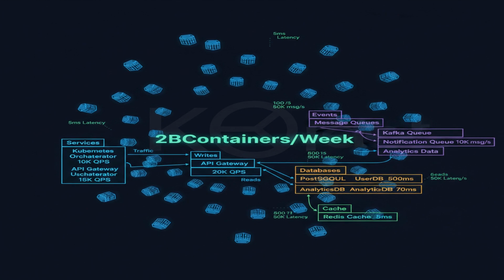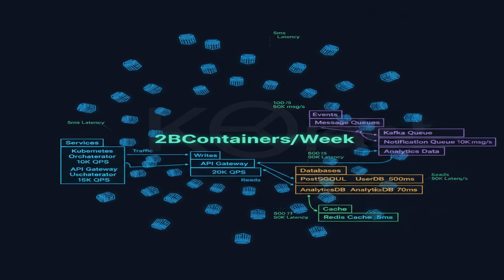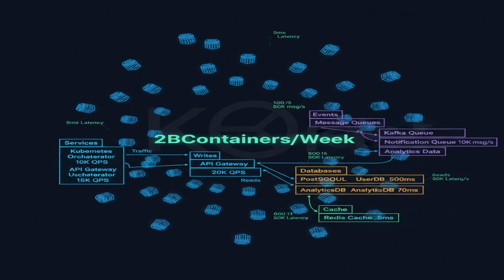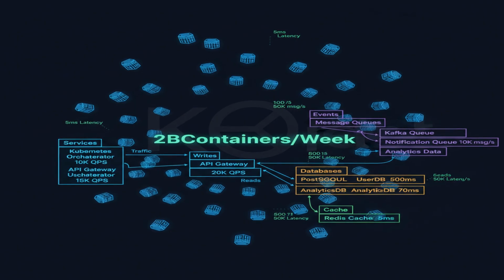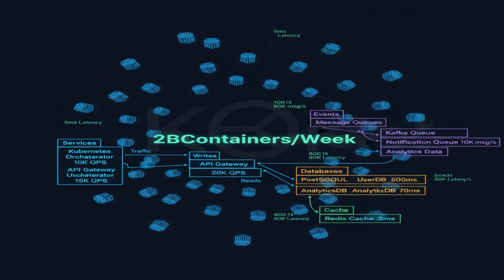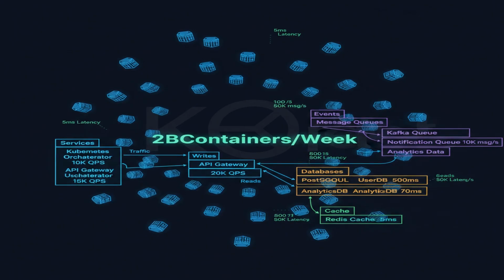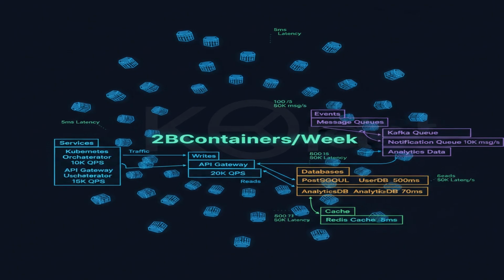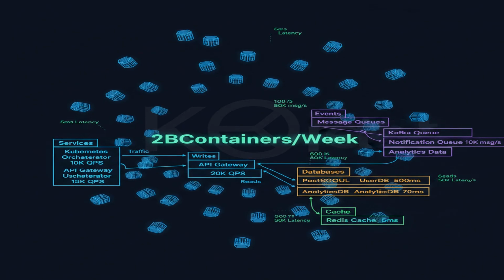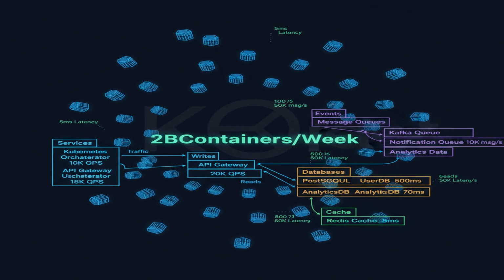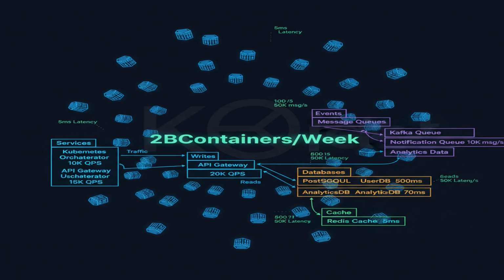Google runs over 2 billion containers per week. That's a massive scale. Here's what most engineers get wrong. They struggle to explain Kubernetes networking beyond basic YAML files. By the end of this video, you'll understand how pods, services, Ingress, and CNI plugins work together to power cloud-native applications at scale, and how to ace related system design interviews.